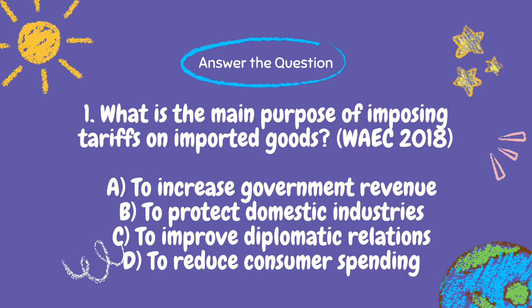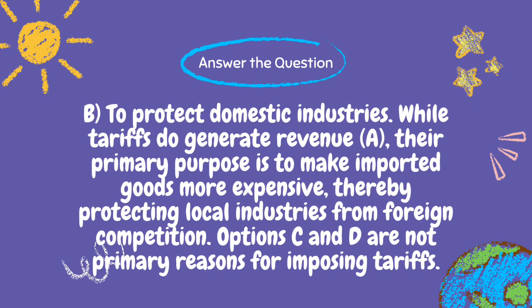Option B, to protect domestic industries. Option C, to improve domestic diplomatic relationships. And option D, to reduce consumer spending. Think about your answer. What is your option? The correct answer is option B, to protect domestic industries.